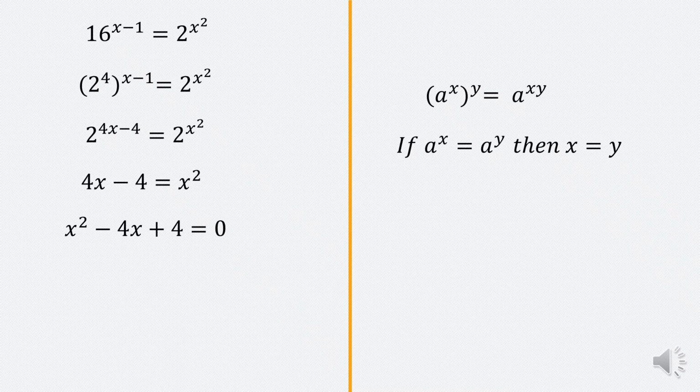Next thing is to rearrange that so we have a nice quadratic equation. And now we can solve that quadratic equation, and we get x minus 2 squared is equal to 0. And we know this will give us a repeated solution of 2. So x equals 2. So that's all for this video.